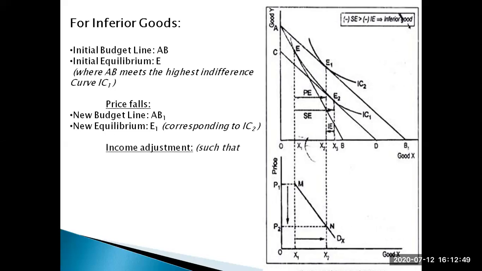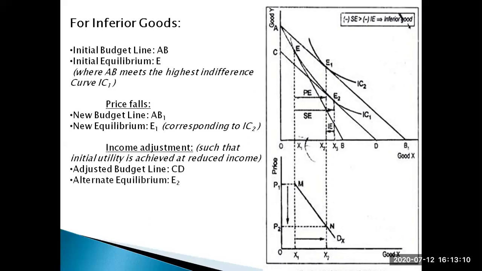And we'll again make an income adjustment such that the individual is now at an income level where he can achieve the initial utility that he achieved at the initial indifference curve IC1. So this adjusted budget line, which is essentially the budget line AB1 shifted downwards parallelly to CD, has the individual at an intermediate equilibrium at E2.